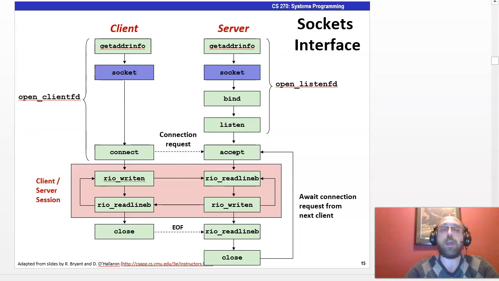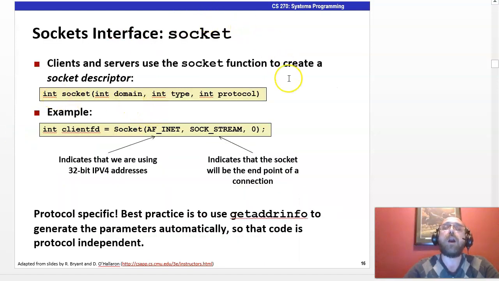So let's take a look at the socket function. Both clients and servers will use socket to create a file descriptor that refers to a potential network connection, one endpoint of the network connection. Just creating a socket doesn't create the connection. We have to take more steps to do that. But in order to do those other steps, we have to have a file descriptor for our socket endpoint. So we can call the socket function.